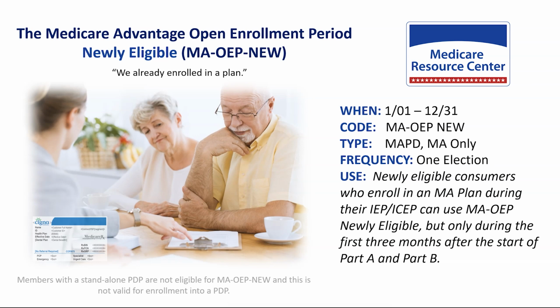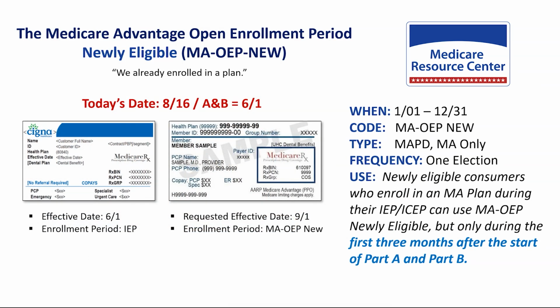You get one election. Now, this is really useful because have you ever run into somebody who's turning age 65 and you get excited, you have an appointment with them, and then they pull out a plan that they just enrolled in? Now, this enrollment period is perfectly suited for that person. Now, let me explain. So I'm just going to give you a case study here. So let's just pretend that today is August the 16th. And you look at their Medicare A and B card, and they're within the 3 months, right?